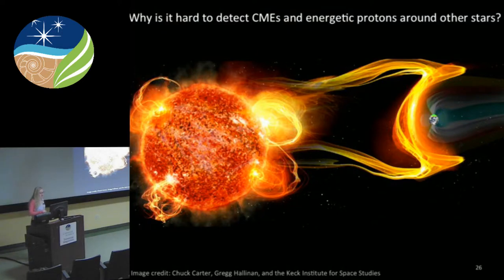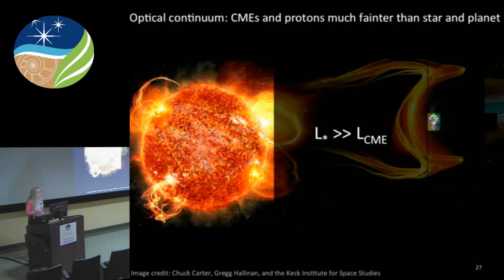So why is it so hard to detect CMEs and energetic protons? Well, we discovered CMEs by looking at the sun with a coronagraph. And we saw white light from the sun scattering off of CMEs, we saw these blobs moving out from the sun. But these things are much, much fainter than the star or even than the planet. So considering how hard it is to detect a planet in another solar system with a coronagraph, a CME is not happening anytime soon, at least any CME that we would expect to see.